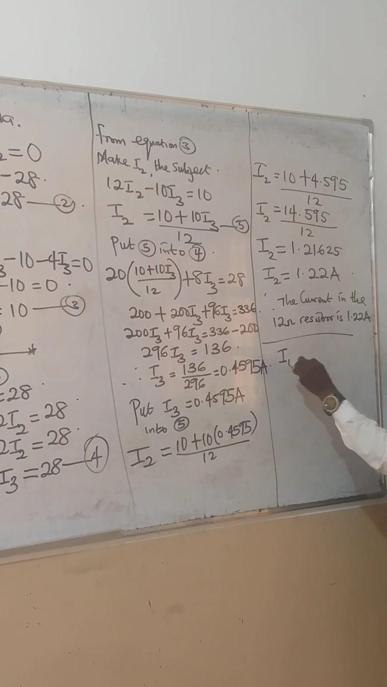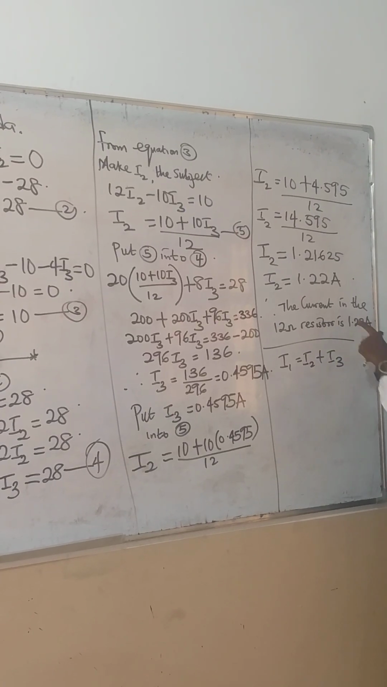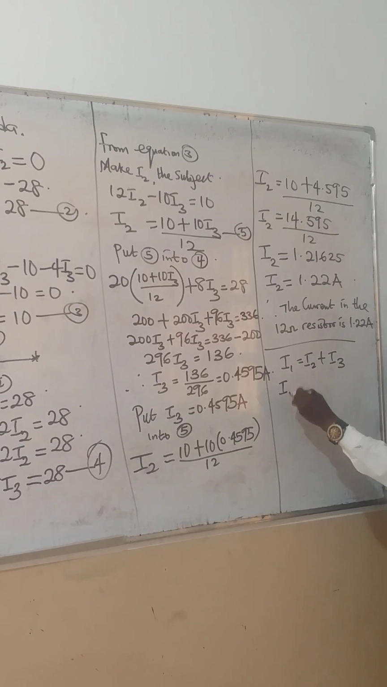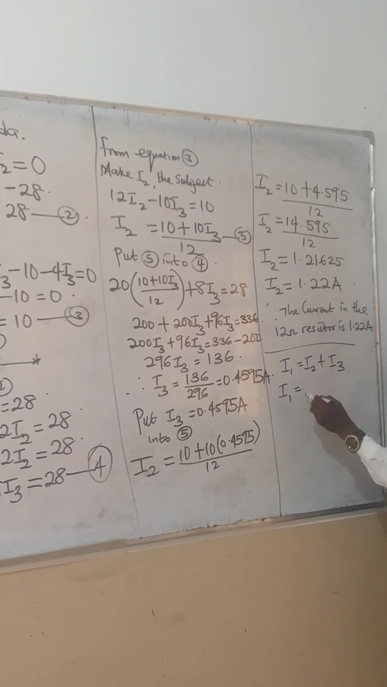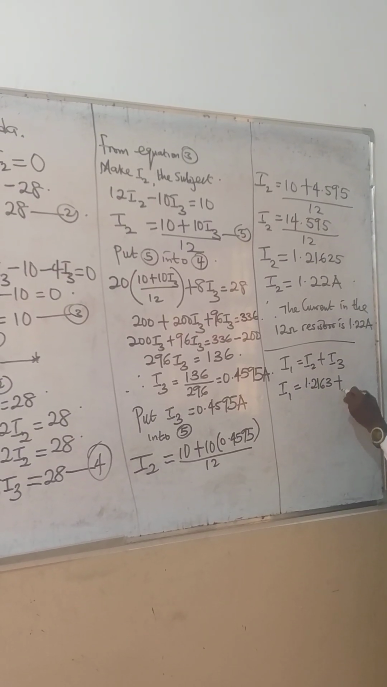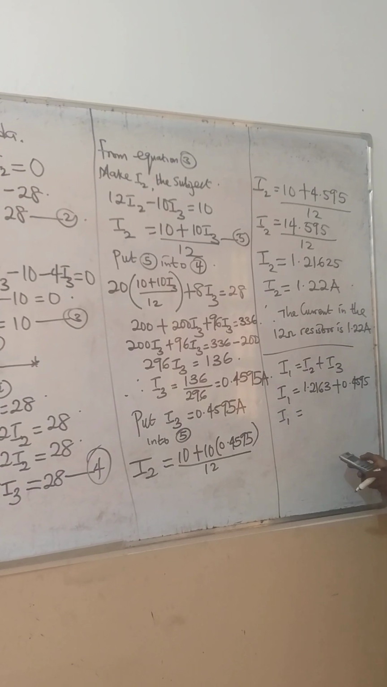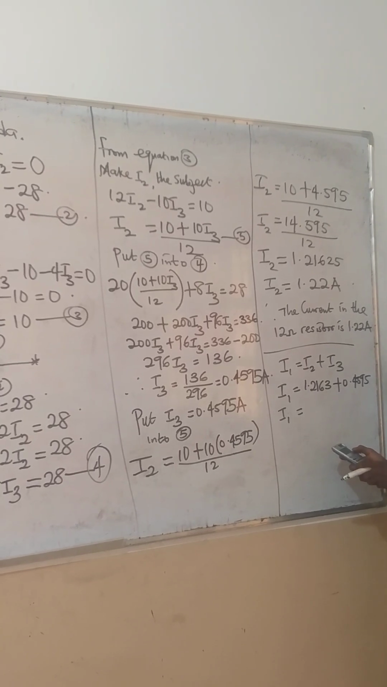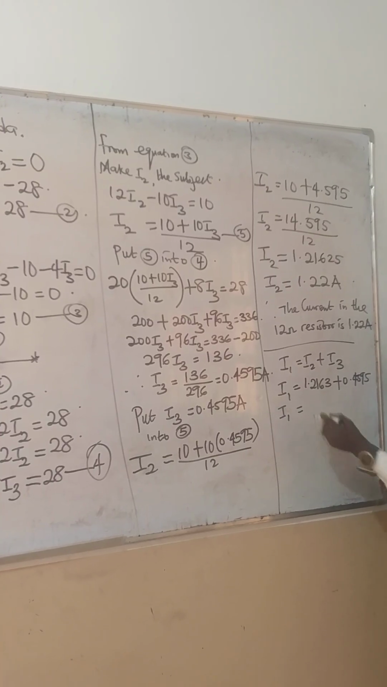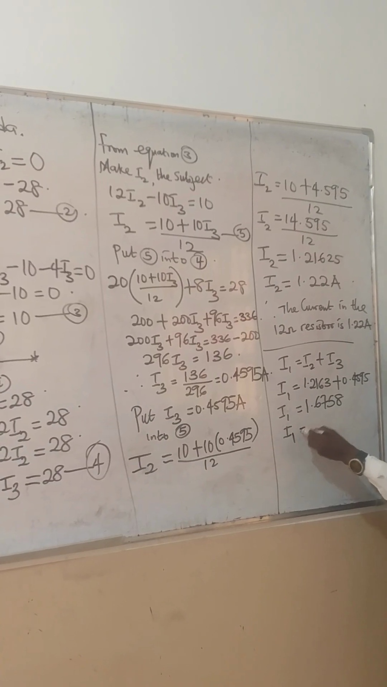And it is also possible, if you still want to get the current I1 now, I1 will just be I2 plus I3. The value that you have here plus the value of I3 will give you I1. So therefore I1 will be I2, which is 1.2163 approximately, plus I3, 0.4595. So I1 will be 1.2163 plus 0.4595, and that gives 1.6758, which you can approximate as 1.68.